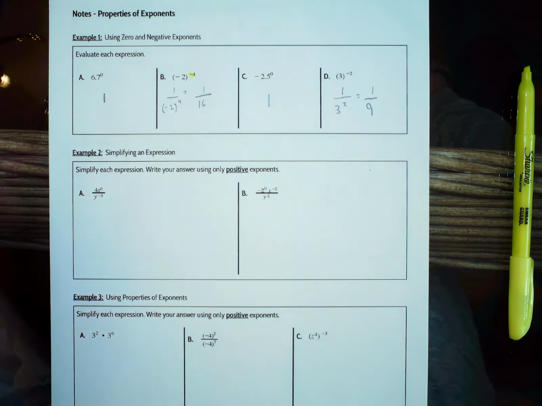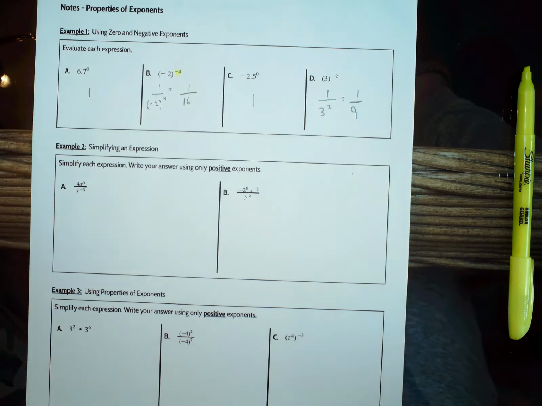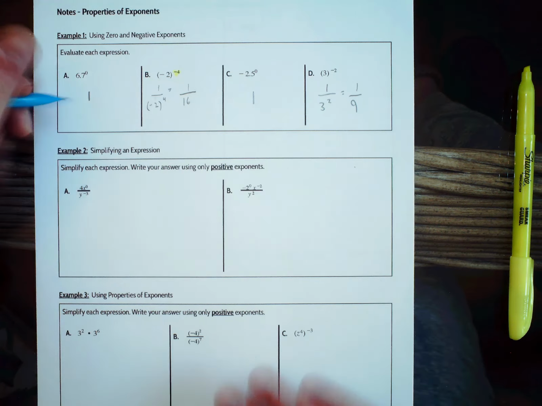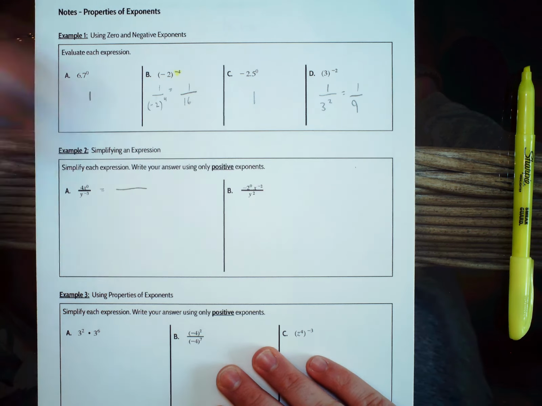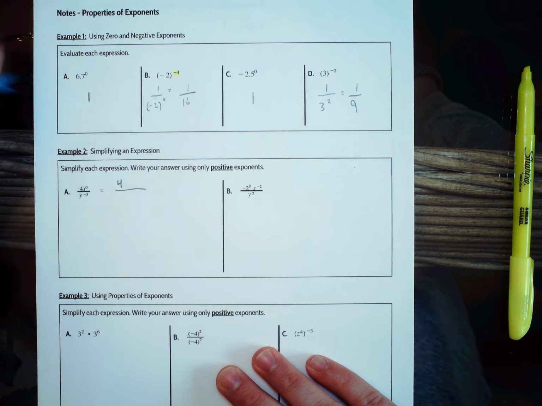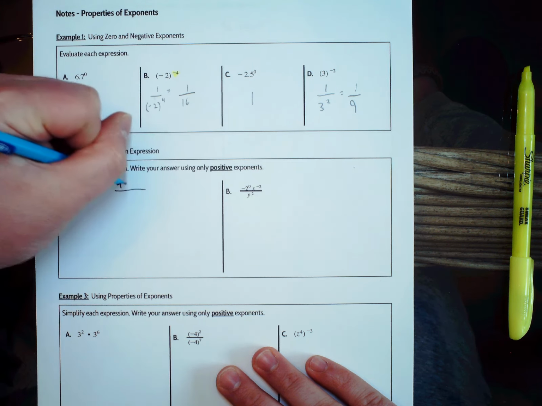Example 2. So now here's where we're going to be putting it all together, simplifying expressions. We're going to take it one step at a time. We're going to draw a little fraction bar. We're just going to do one thing at a time. I'm going to start with this 4. There's no exponent on the 4, so I'm just going to rewrite that. X to the 0. What is anything to the 0? It's 1, so 4 times 1.